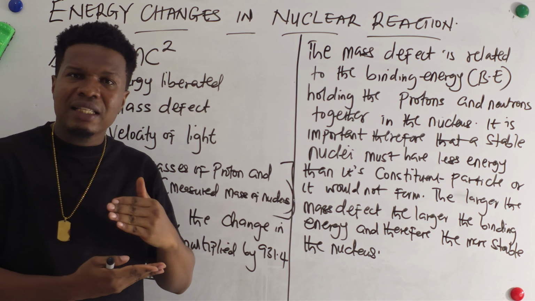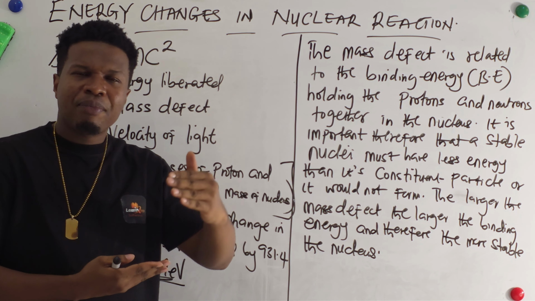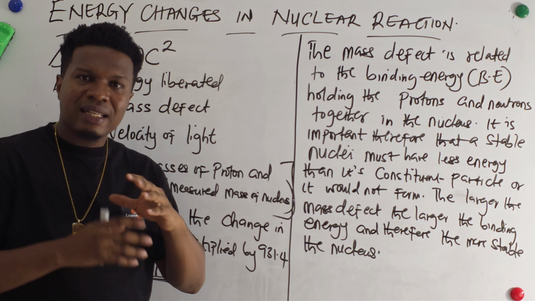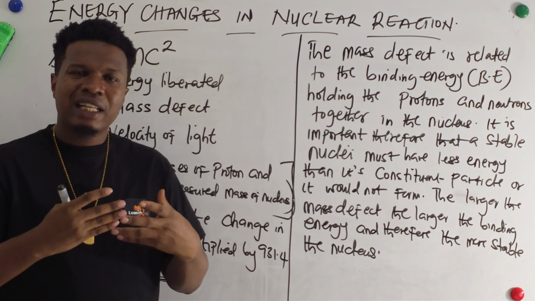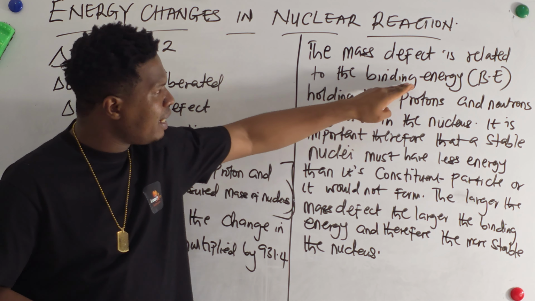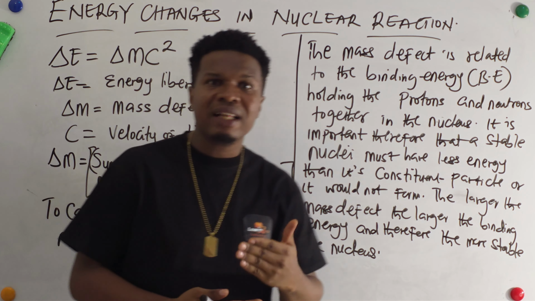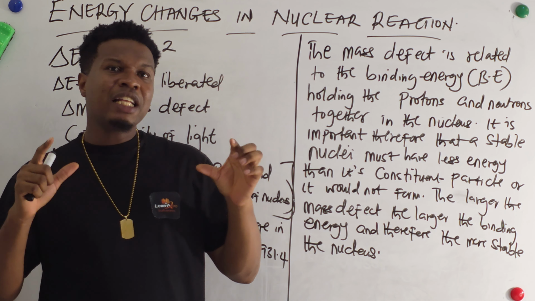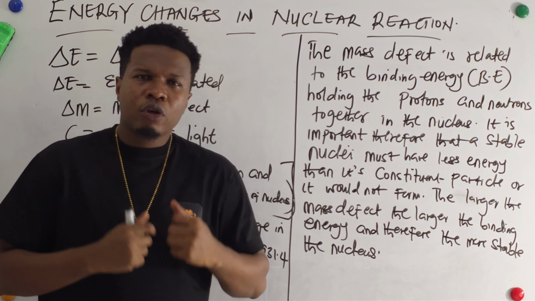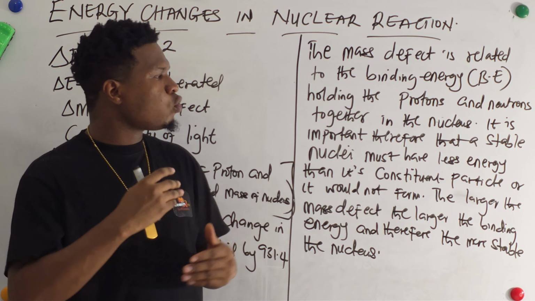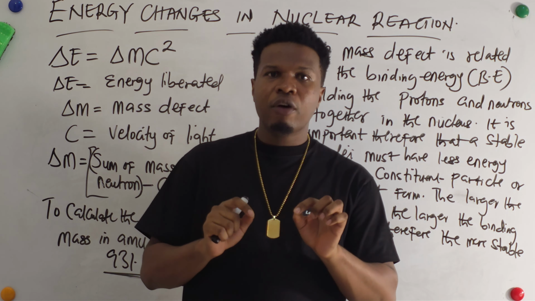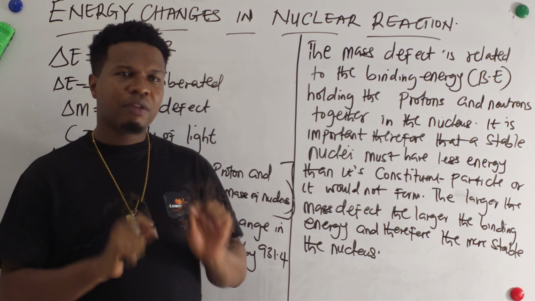If the mass defect is large, the binding energy of that nucleus will also be large, and the more stable the nucleus will be. So if the mass defect is large, the binding energy, which is the energy holding the proton and the neutron together, will also be large, and if it is large, the nucleus will become stable. We're going to look at one or two simple calculations that involve binding energy and mass defect.